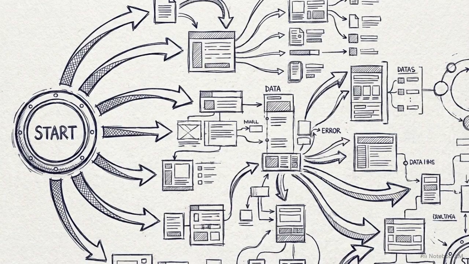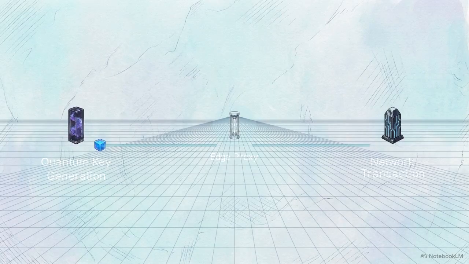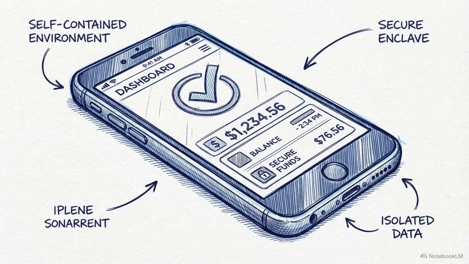To understand how this works in practice, we need to trace the exact lifecycle of a DPC wallet, tracking the data flow from the moment of quantum key generation through to the execution of a network transaction. By combining quantum physics with edge computing, DPC turns an everyday mobile browser into a highly secure, self-contained financial environment.